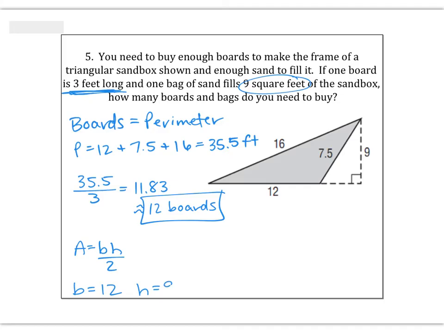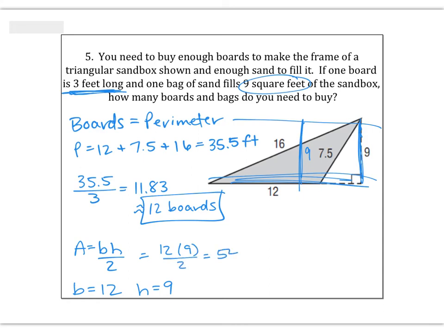It's actually the 9. Remember, it has to be perpendicular. So if I took this 9 and I slid it over right in here, that would be the height of the triangle. So here we go. We're going to do 12 times 9 divided by 2, which ends up being 54 square inches.